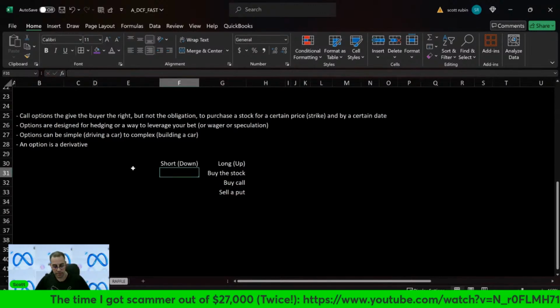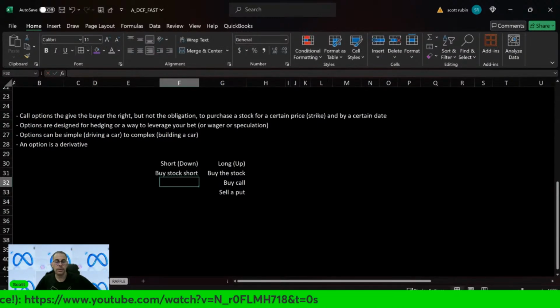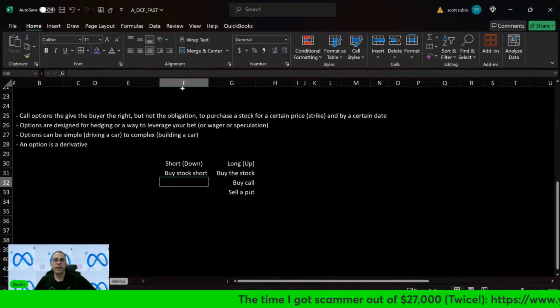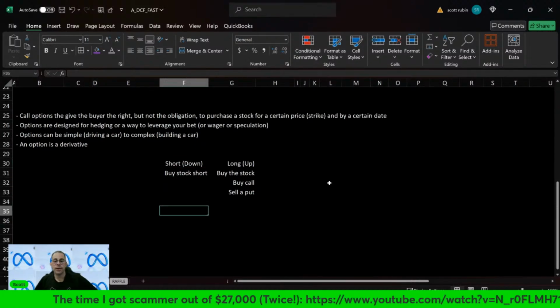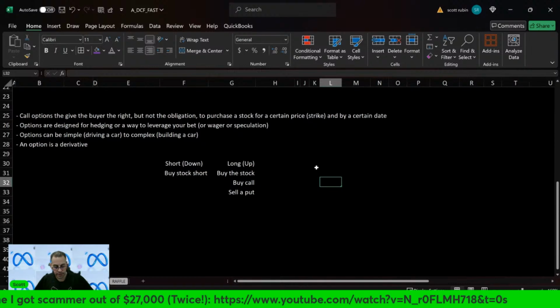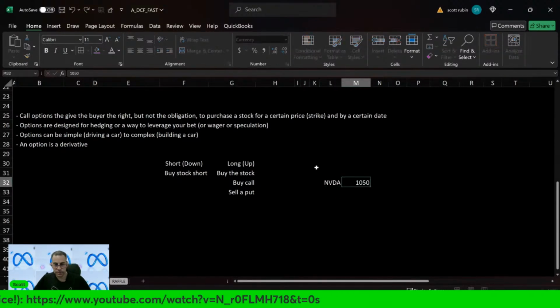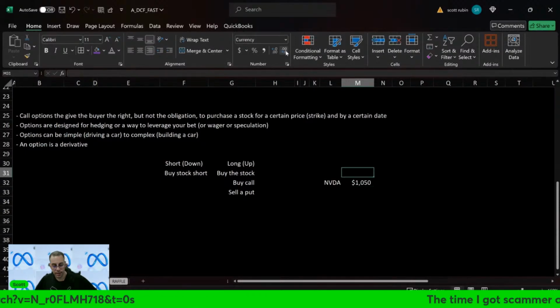You can buy stock short. You need margin to do this. That's the only thing that I hate about this, that you can't just do it outright. You have to use margin, so you have to pay an interest rate. So when you buy stock short, what's NVIDIA? I think it's like 1050, let's just say. So I'd say it's 1050.